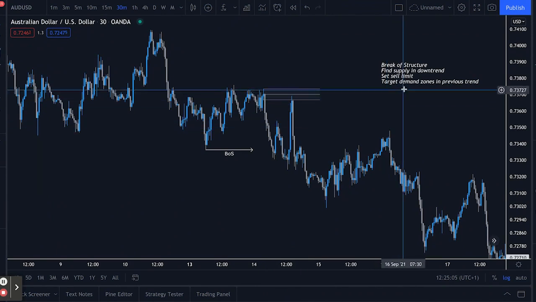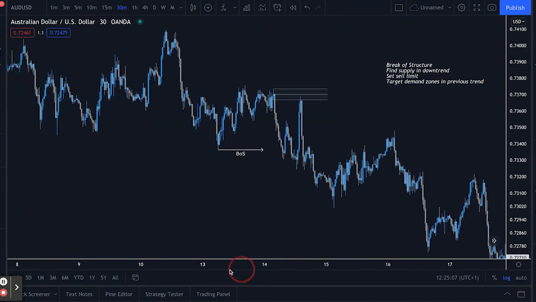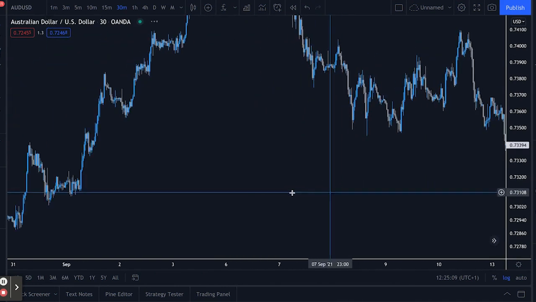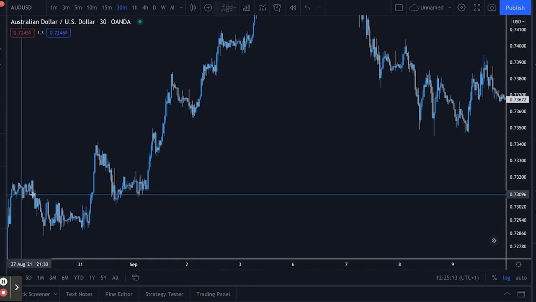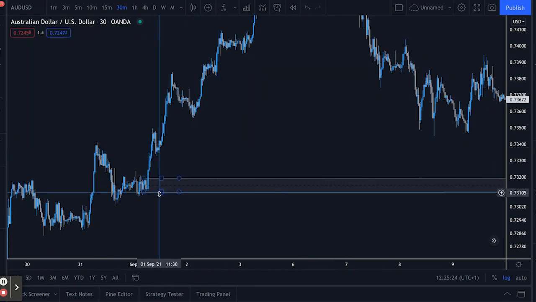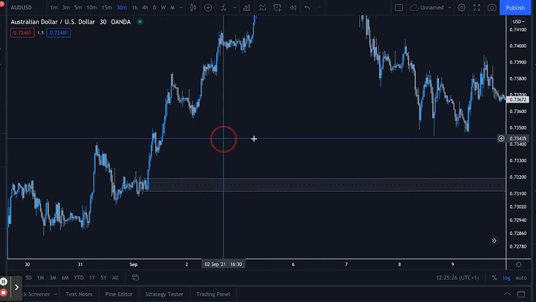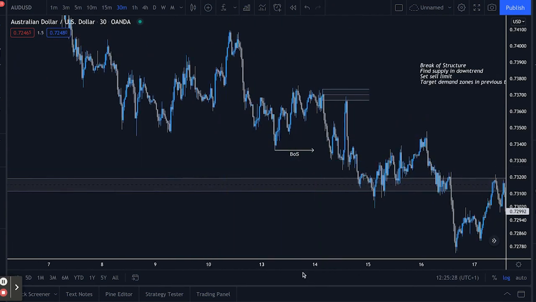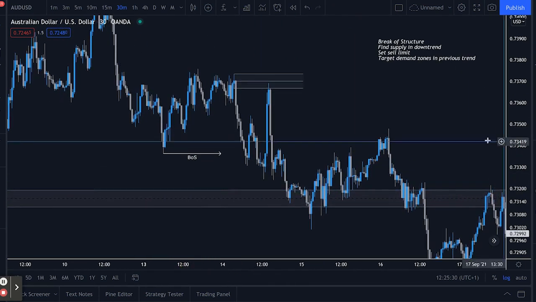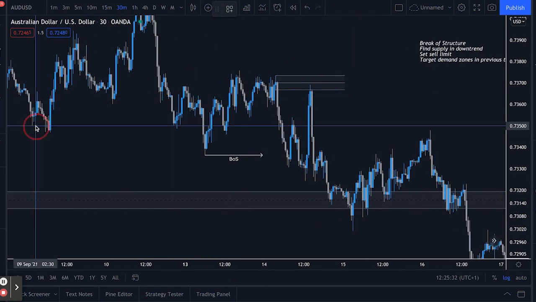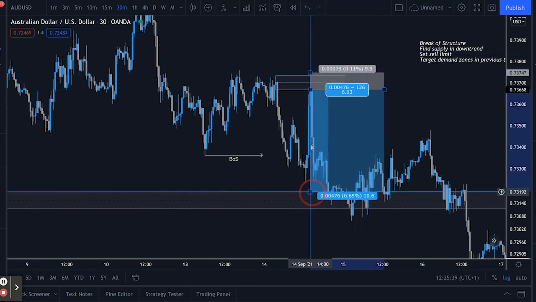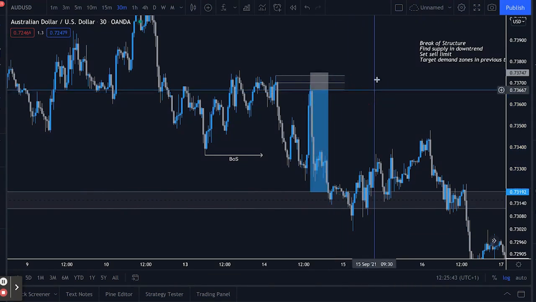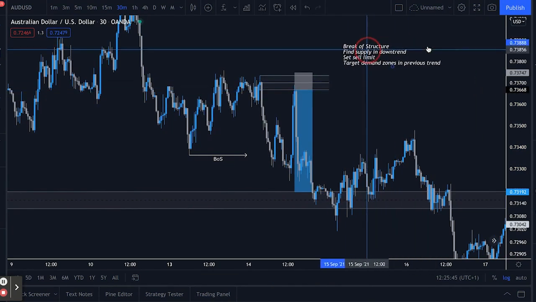So then our final rule was target demand zones in the previous trend. If we scale back to the price back here, we can see we have a very clear demand zone around this point. So what we can do is mark this up, and we can use this as our target for our trade. So that is all 4 of our rules in play. As we can see, sell limit on the bottom of the zone here, targeting previous demand zone, which would be this zone here. And then we see a 6R trade using those rules in our trading plan.